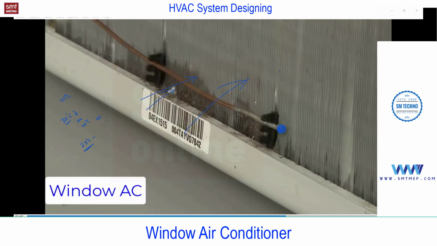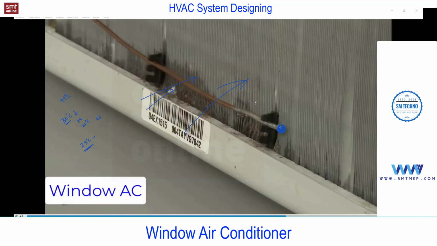So when the temperature increases, again this bulb continuously provides the signal to the thermostat. When the temperature increases, again the compressor will turn on and supply the refrigerant to supply the cool air.